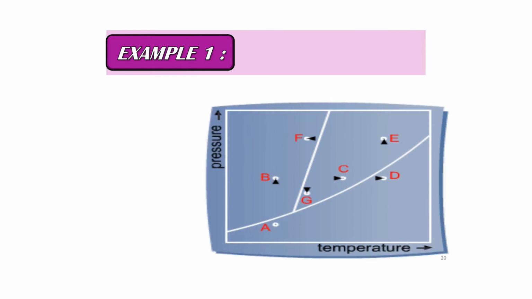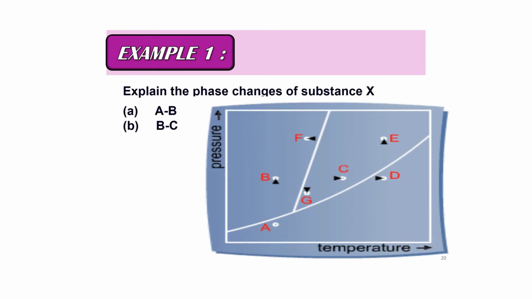Okay, before class ends, let us try to do these examples. Explain the phase changes of substance X, A from point A to B, B from point B to C. I give you 2 minutes to try to do these questions.